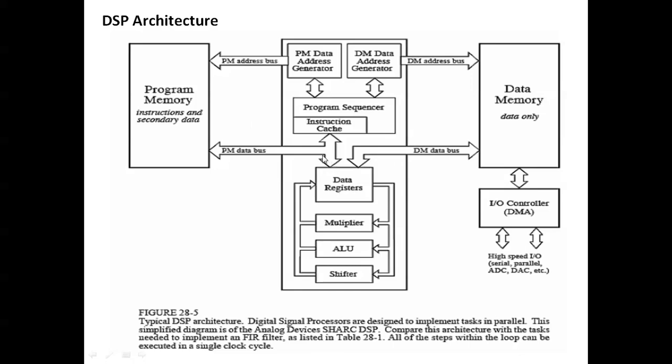So that is connected with the PM data bus connected to the program memory, also the DM memory. So everything is bidirectional. Also the instruction cache is connected with the data register, and then the data register is also connected with the multiplier, ALU and shifter. So multiplier, ALU, shifters, we will see in the features of DSP architecture. But the multiplier is one of the DSP applications, and the ALU and shifter are used in this DSP architecture. And the input output controller is DMA, direct memory access.